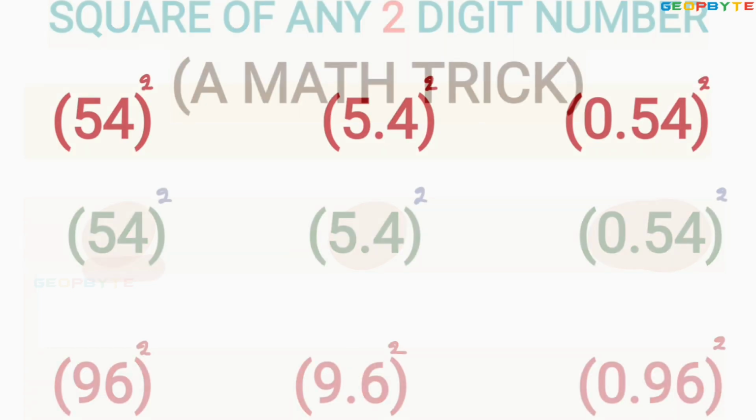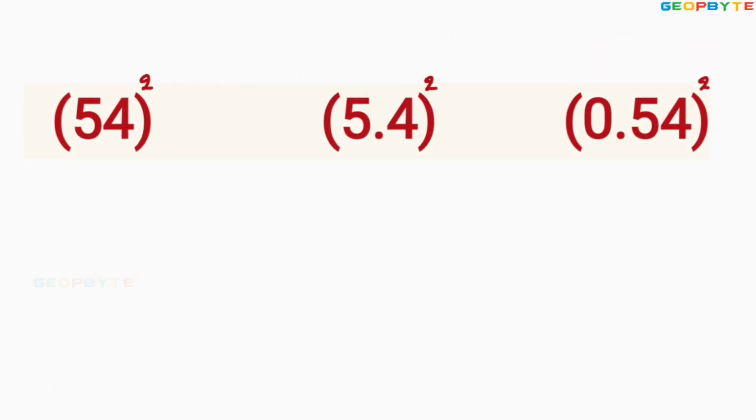Yes, let us start. Look at the number 54 square. Dear friends, please focus on the trick I am explaining. First square this 4. What is 4 square? 16. Then square the 5. 5 square equals 25. Then you multiply 5 and 4. That value should be multiplied by 2. It means 5 into 4 is 20, into 2 is 40.